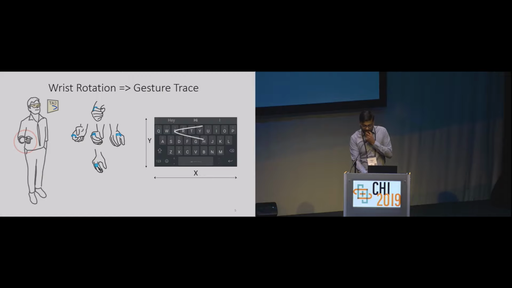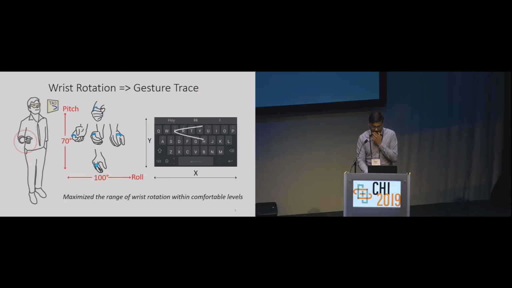So the way this works is that the wrist rotation is captured by the ring and converted into a gesture trace for the keyboard XY plane. And we use a direct mapping of the wrist rotation to the XY plane. So when the user holds their hand in this position that you see on the extreme left, that corresponds to the center of the keyboard plane, right? And then the vertical wrist rotation, which is essentially the pitch rotation axis, is mapped to the y-axis of the keyboard. And the horizontal rotation, which is the roll rotation axis, is mapped to the x-axis of the keyboard.